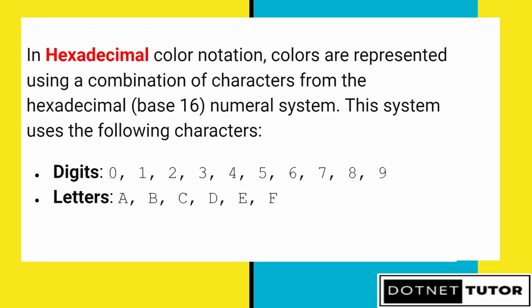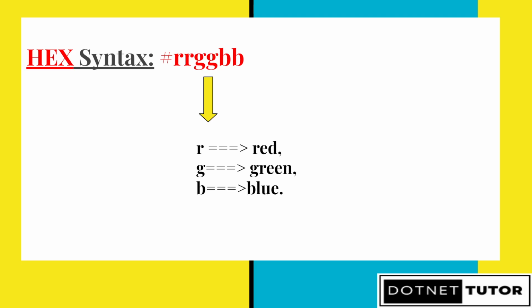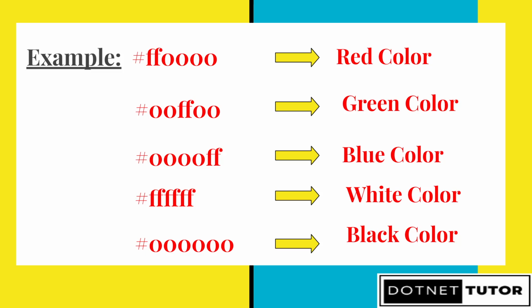So, what is the hexadecimal color notation? It has a combination of digits and letters, where digits are 0 to 9 and letters are A to F. The syntax starts with a hash and then RR GG BB. R means red, G means green, B means blue. For example, #FF0000 represents red color.